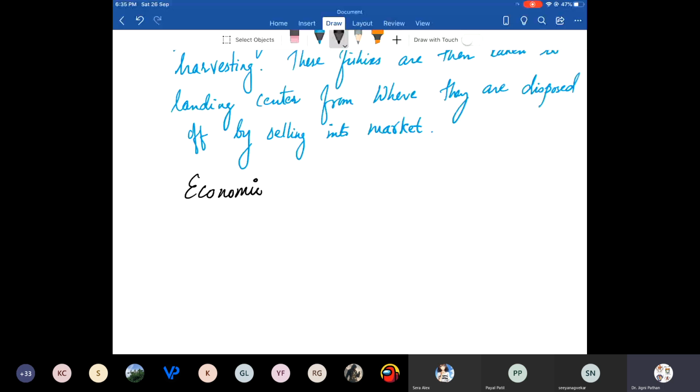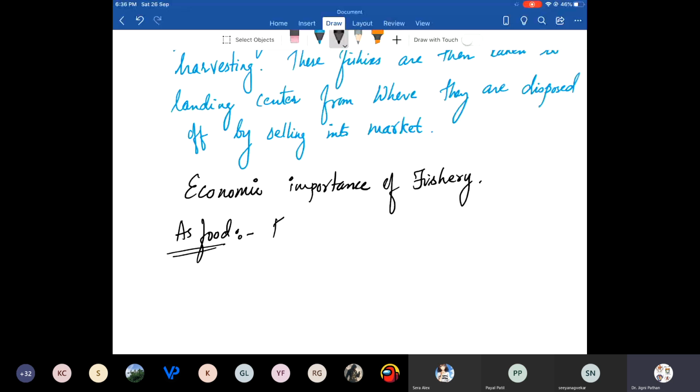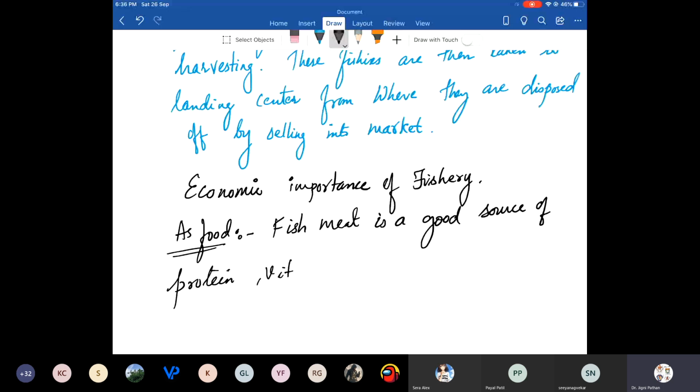Economic importance of fisheries, right? Has food. Fish meat is a good source of protein, and vitamin A and D, minerals. Fish is rich in protein, rich in oils, rich in iodine.